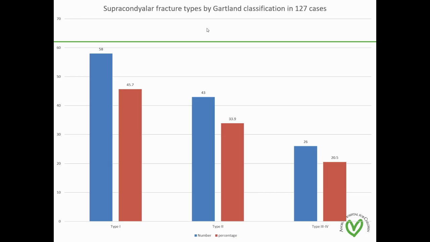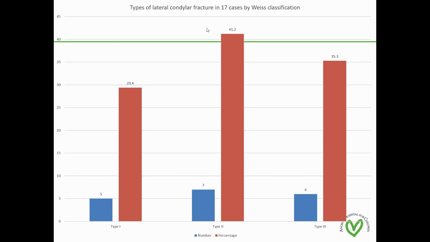This is the supracondylar fracture subtype. Type 1 and type 2 are the most common cases that we meet in our setting. And this is the lateral condyle. We meet type 2 and type 3 in most cases.